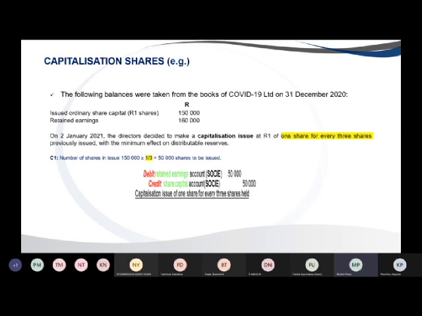On the 2nd of January 2021, the directors decided to make a capitalization issue. I've decided to highlight it. In your exam, ideally, if you don't have highlighters, try to get them. You'll see how much easier your life will be being able to highlight things. Maybe also have a red pen for the capitalization issue. I've made that bold. You are my VIP people in this class, so you're not confused when you see a capitalization issue at this point.